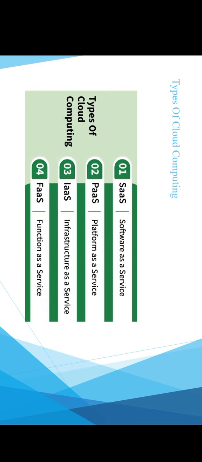These are the types of cloud computing. The types of cloud computing are: software as a service, platform as a service, infrastructure as a service, and function as a service.